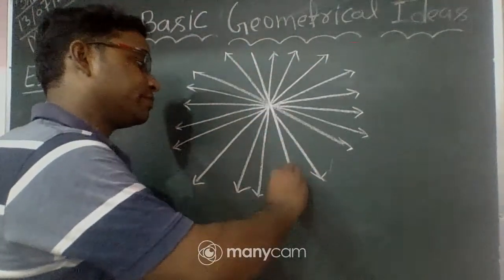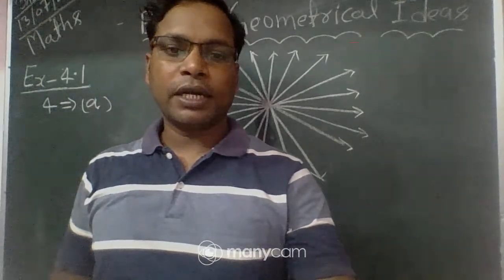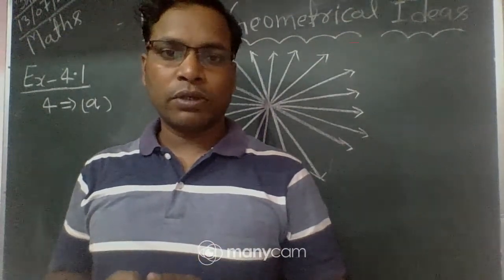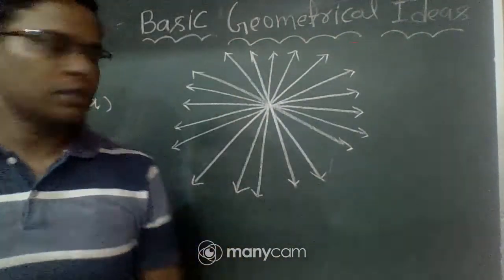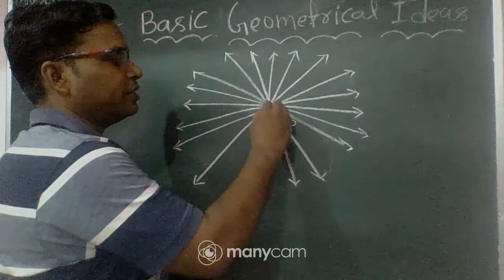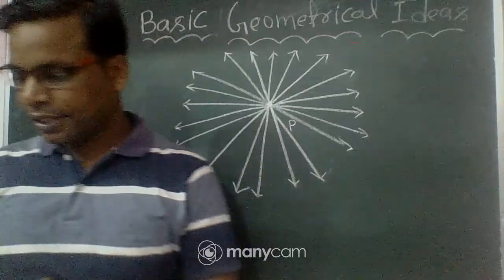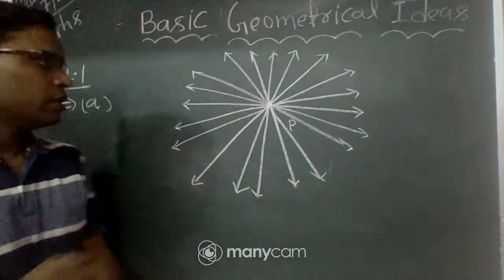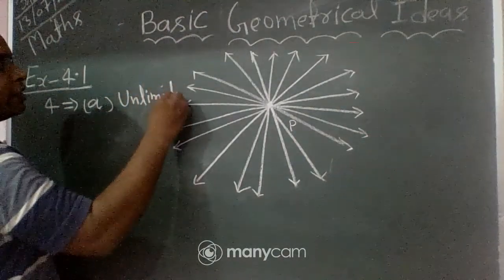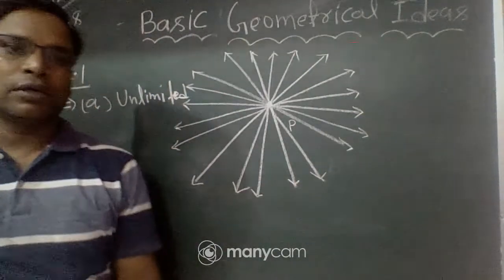Infinite, unlimited. You can see unlimited, infinite lines pass through the one given point. This is point P, and right here point P. How many lines pass through the one given point? Unlimited. So you can write here: unlimited lines pass through the one given point.